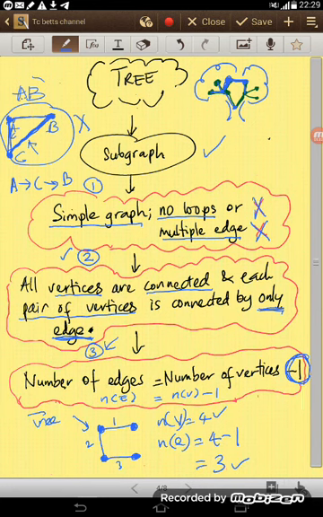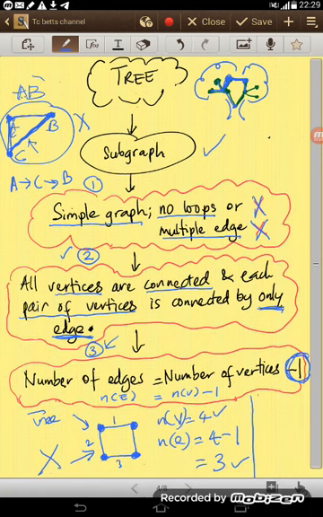But what happens if, let's say, I put one edge here? Is this a tree? No. Why is it not a tree? Because the number of vertices is 4, and the number of edges is also 4. So this does not follow rule number 3. So this is not a tree.